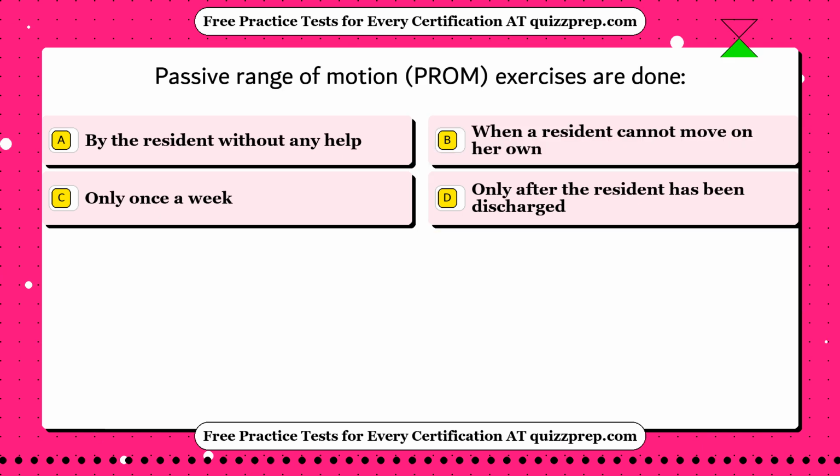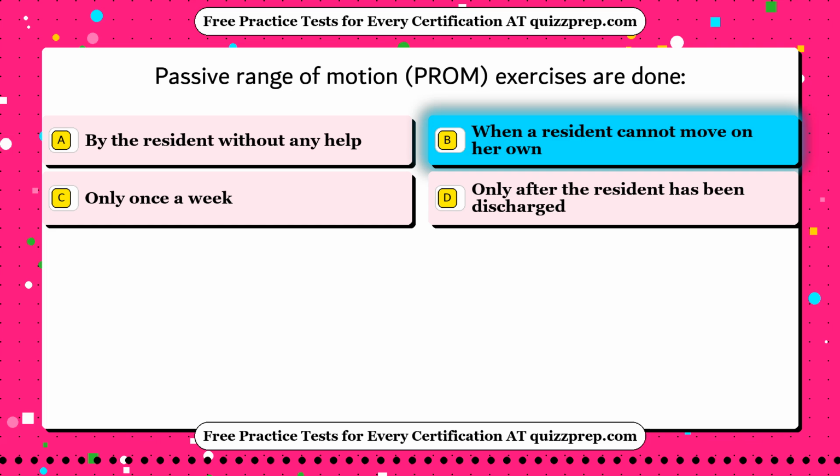Question 59. Passive range of motion, PROM, exercises are done: Option A. By the resident without any help. Option B. When a resident cannot move on her own. Option C. Only once a week. Option D. Only after the resident has been discharged.